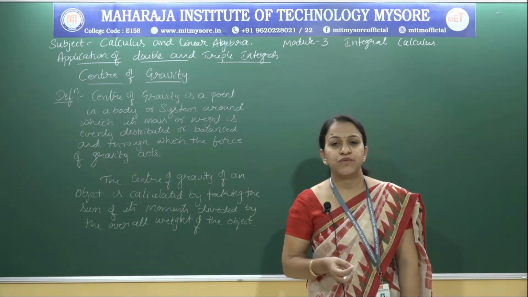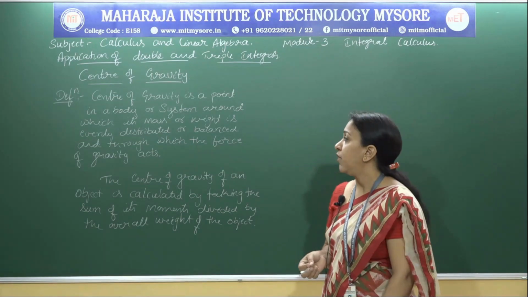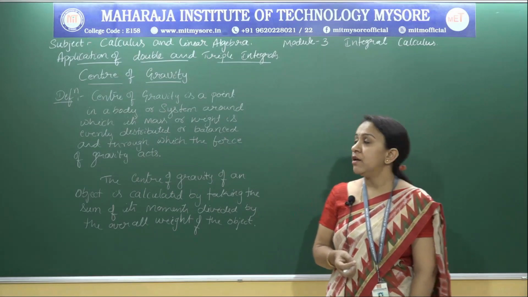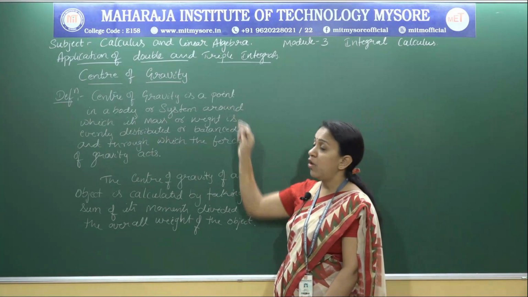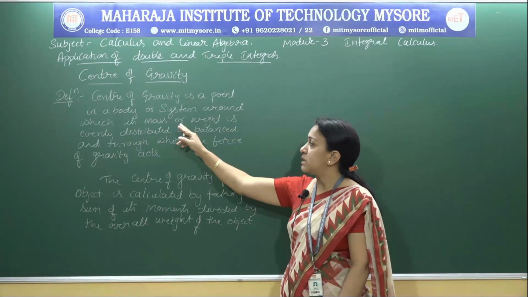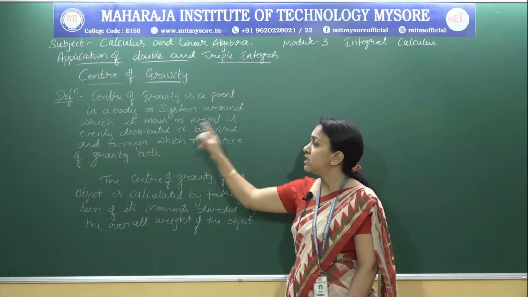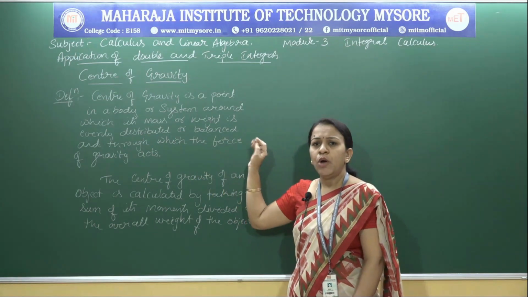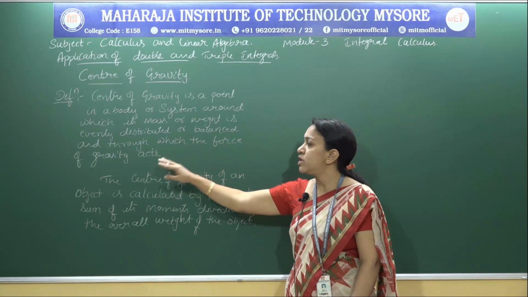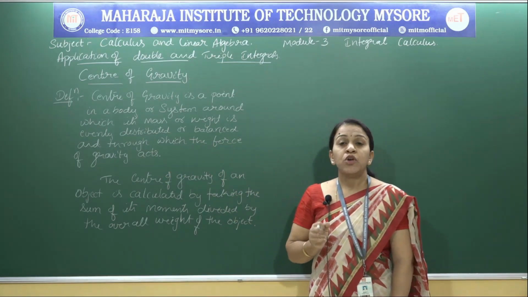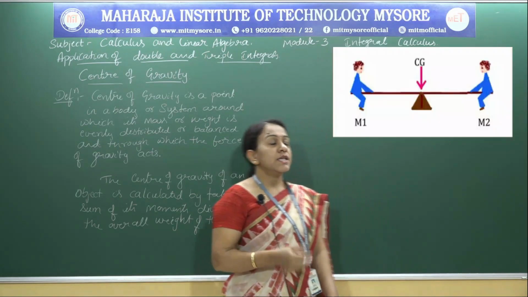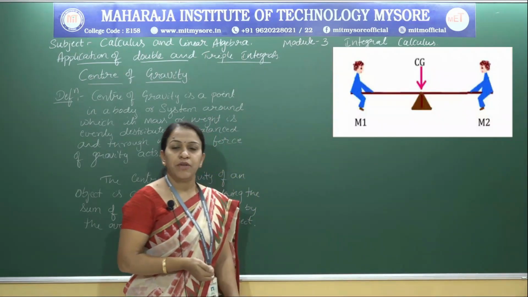let me define what the center of gravity is. We should know what the center of gravity is, right? Center of gravity is a point in a body or in a system around which its mass or weight is evenly distributed or balanced, and through which the force of gravity acts. So that is called our center of gravity.